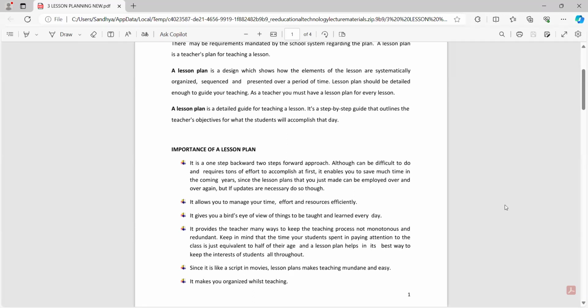Right. You go to the second one. Then you go to the second point. It allows you to manage your time, effort, and resources efficiently.